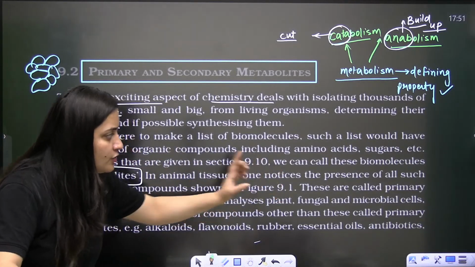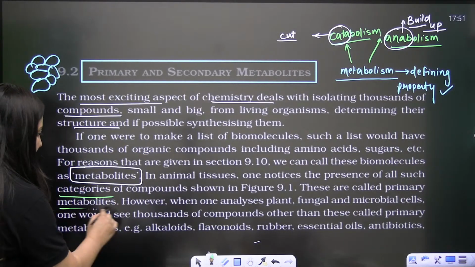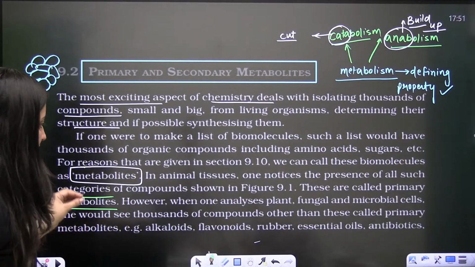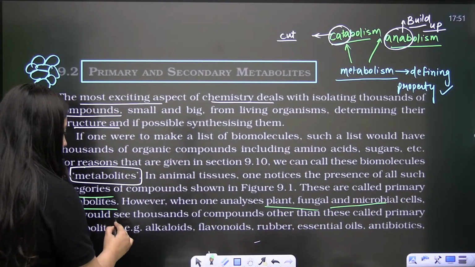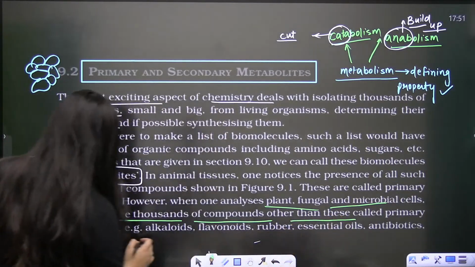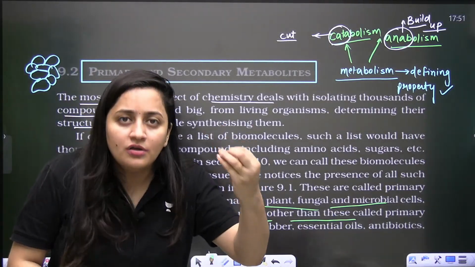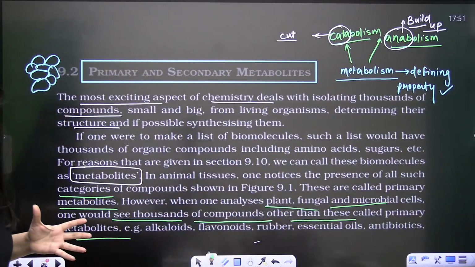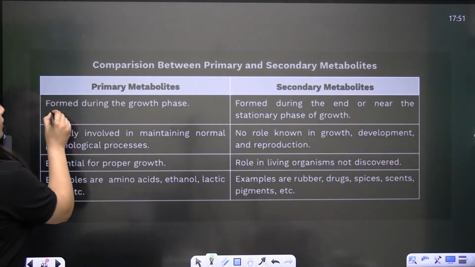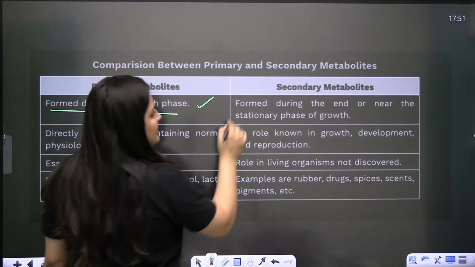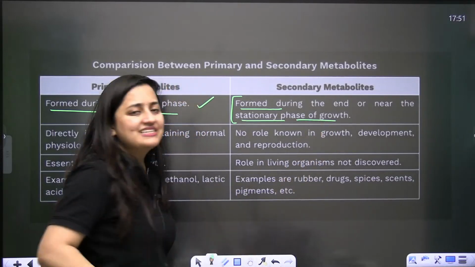In animal tissue we notice the presence of all such categories of compounds. These are the primary metabolites. We'll show you the table as well. When we analyze plant, fungi and microbial cells, we see thousands of compounds other than these primary metabolites, which are secondary, like alkaloids, terpenoids, lectins, essential oils, drugs. So here you can see this comparison. Primary metabolites form during the growth phase. Secondary metabolites are formed during the end or near the stationary phase of growth.